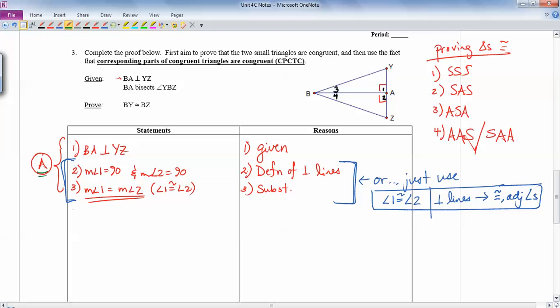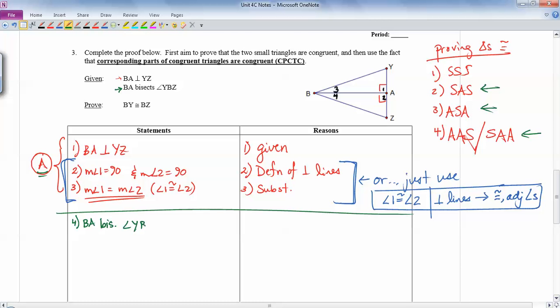Okay, so we're probably going to aim for 2, 3, or 4, right? Not 1, because 1 requires all pairs of sides. So we need something with a pair of angles in it. All right, let's take a look at our next given. BA bisects angle YBZ is given.